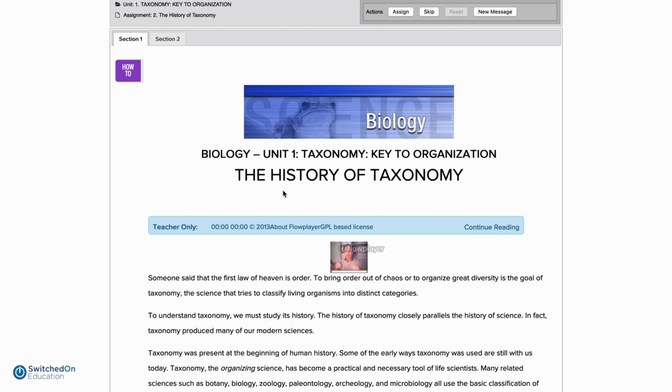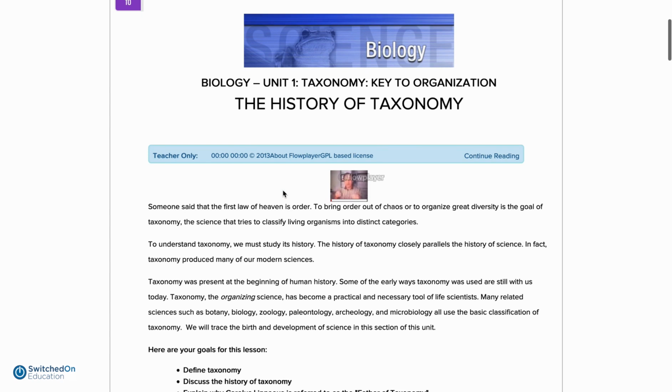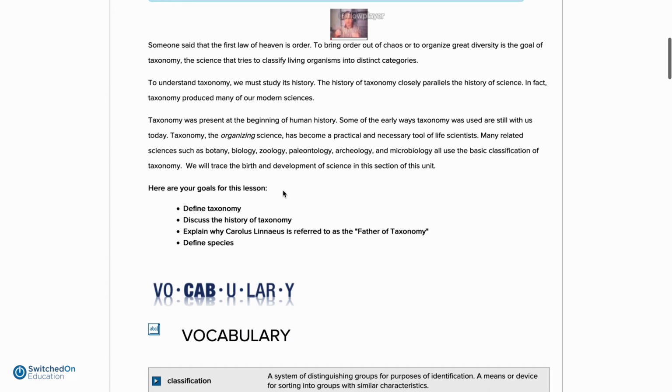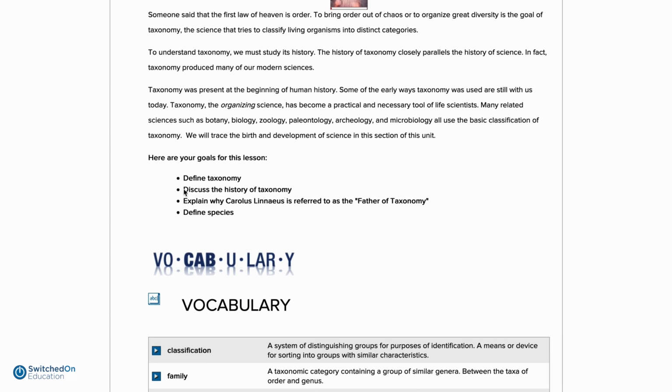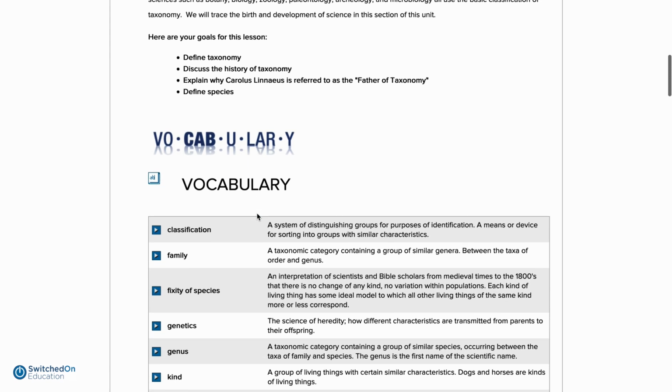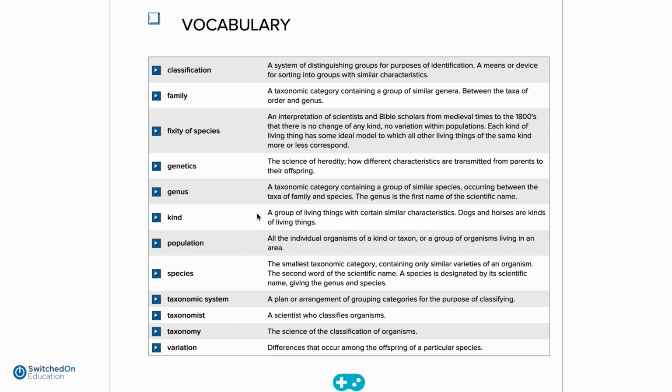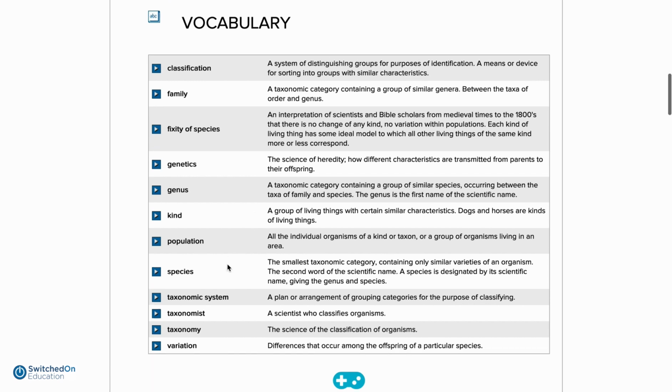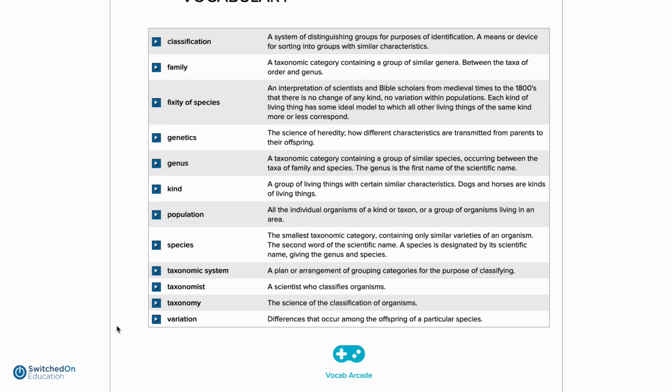So we start off our biology course with some text and the goals that the children will be looking at to complete by the end of the unit. It then goes into the new vocabulary that will be presented in this unit. Let's have a look at some of the features.